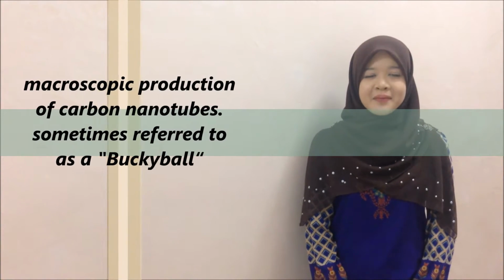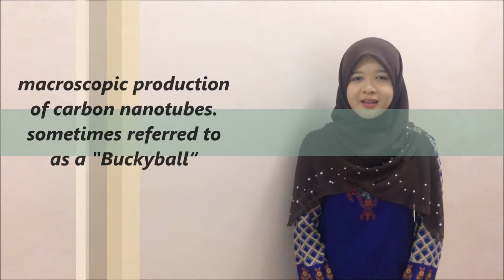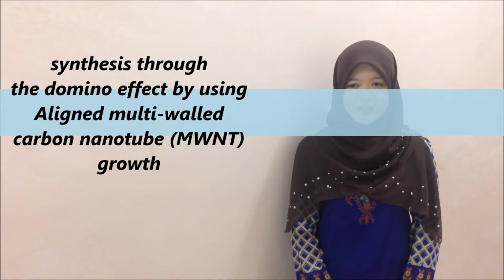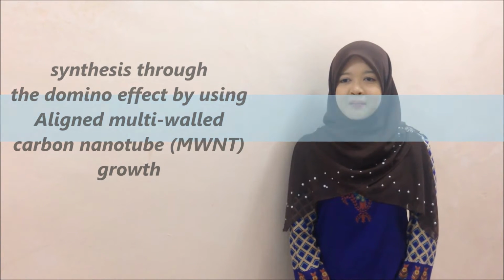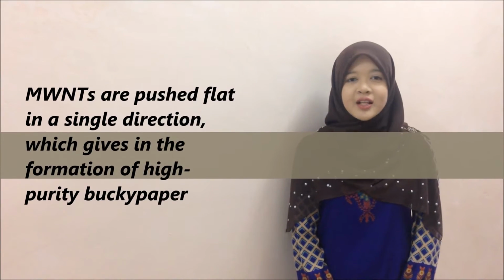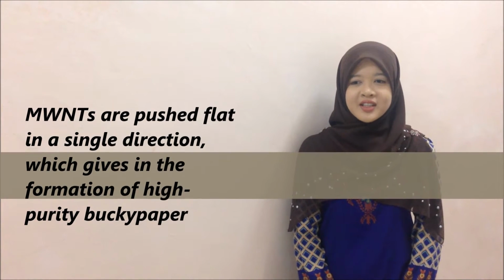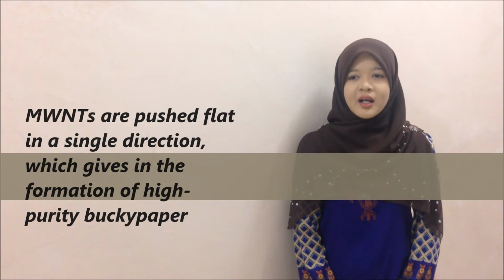Buckypaper is a macroscopic assembly of carbon nanotubes, sometimes referred to as buckyball. Carbon nanotube film was synthesized through a domino effect by using an aligned multi-wall carbon nanotube group. Forests of multi-wall carbon nanotubes are pushed flat in a single direction. The horizontal plane was formed by compressing the vertical orientation, which gives the formation of high-purity Buckypaper.